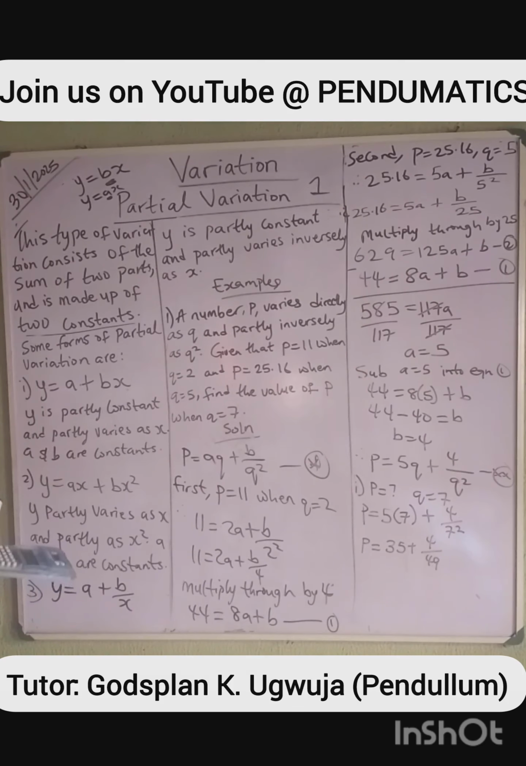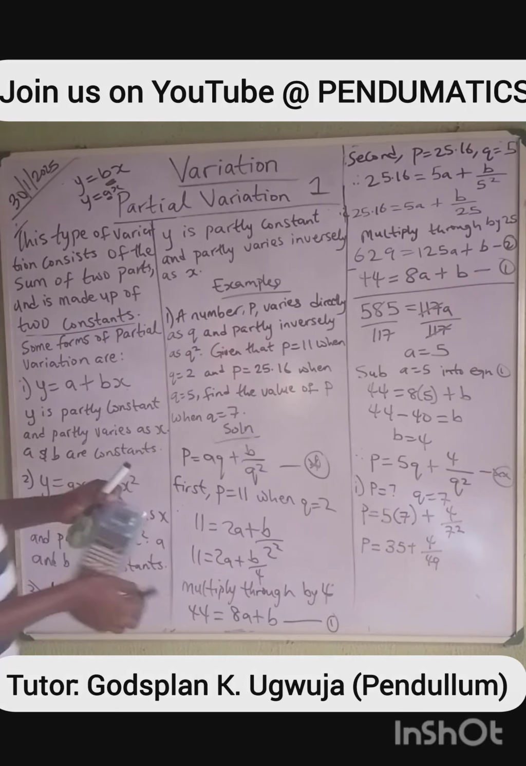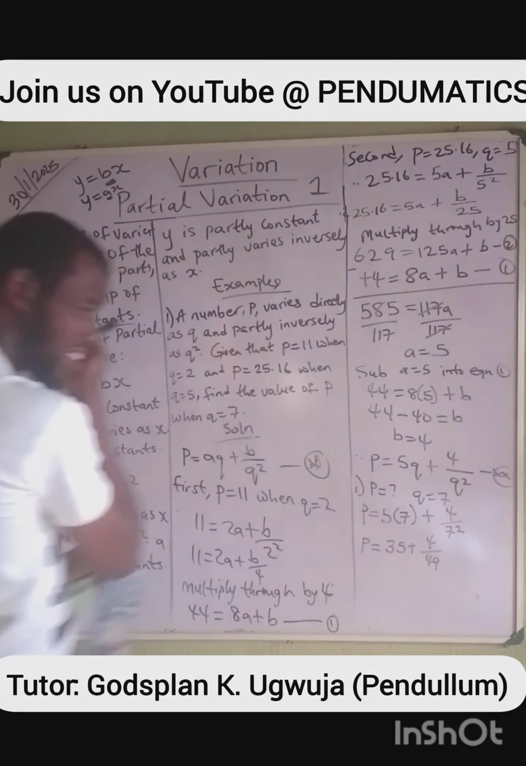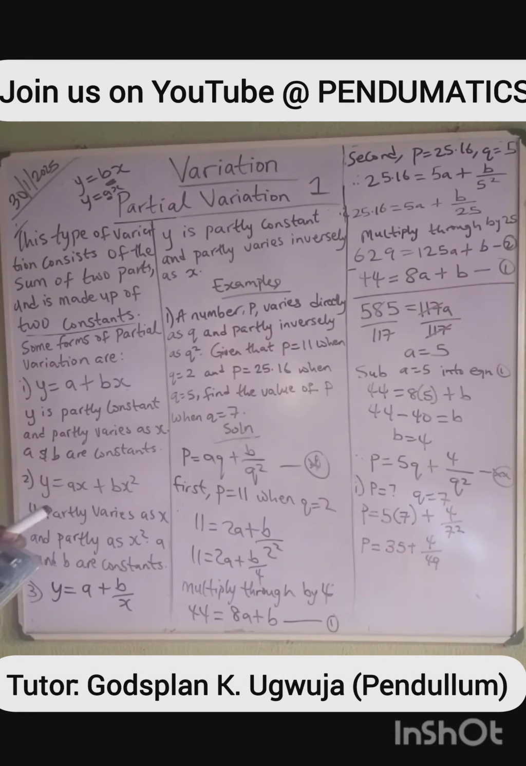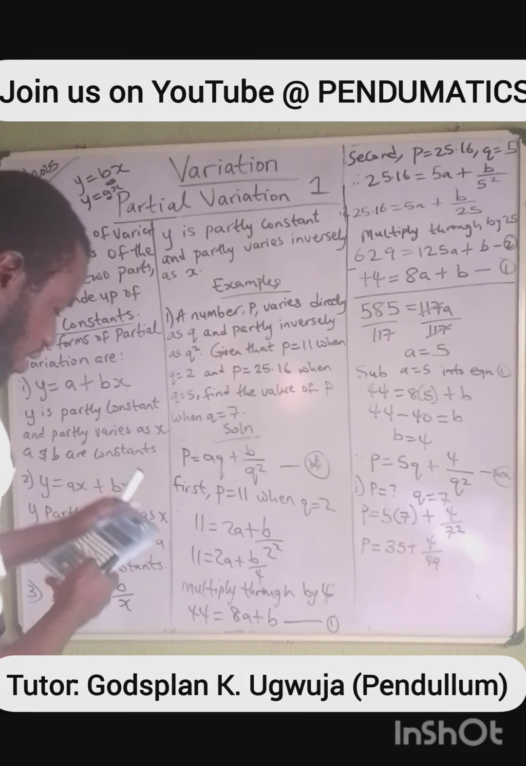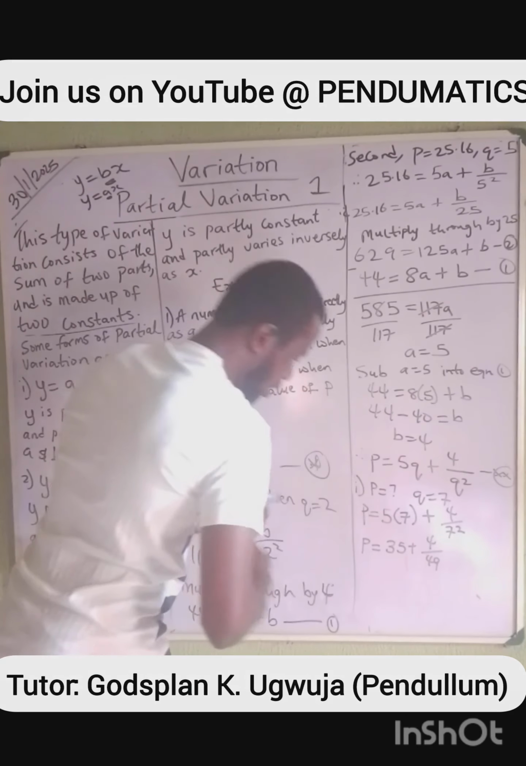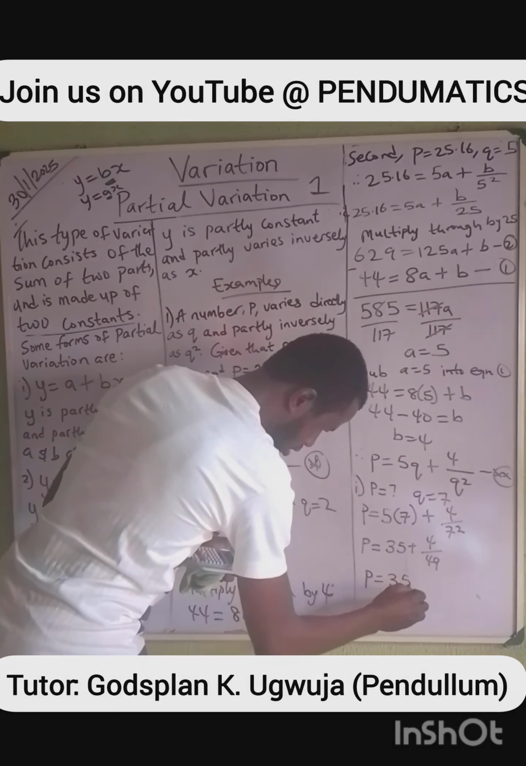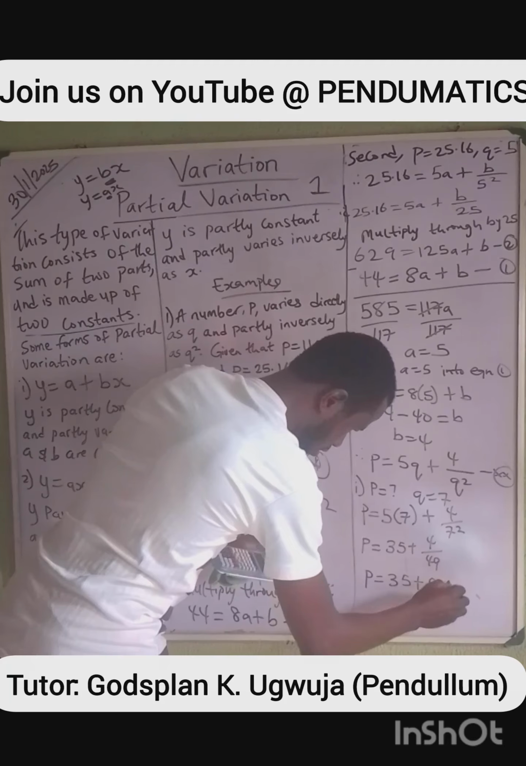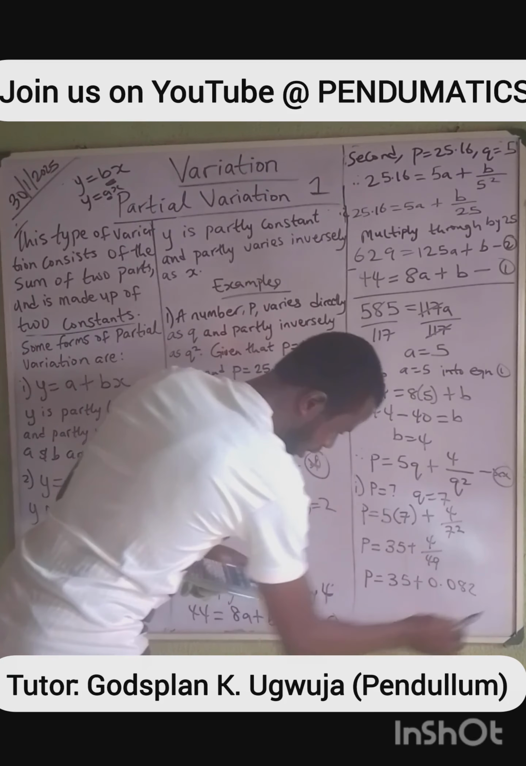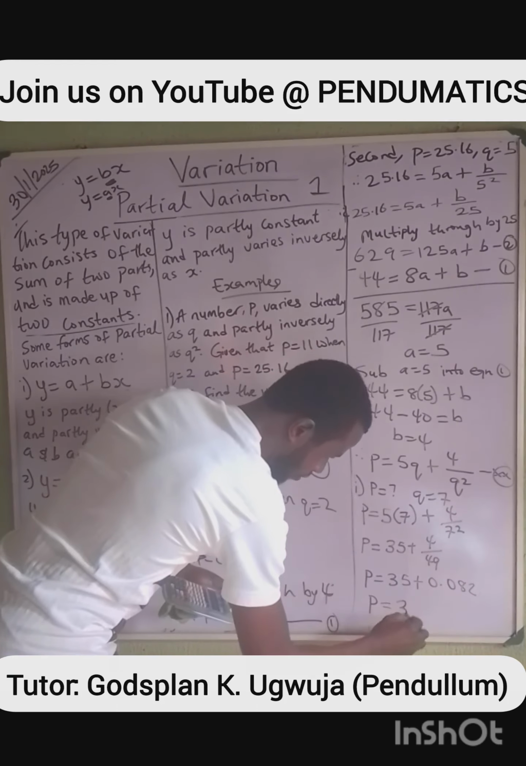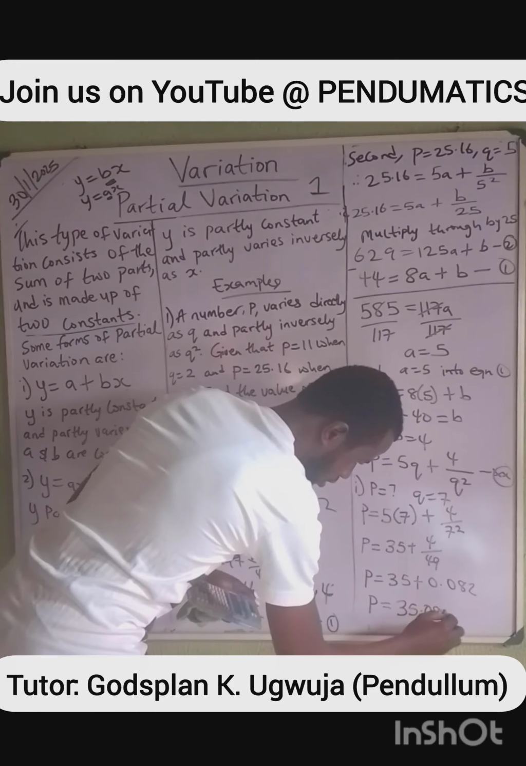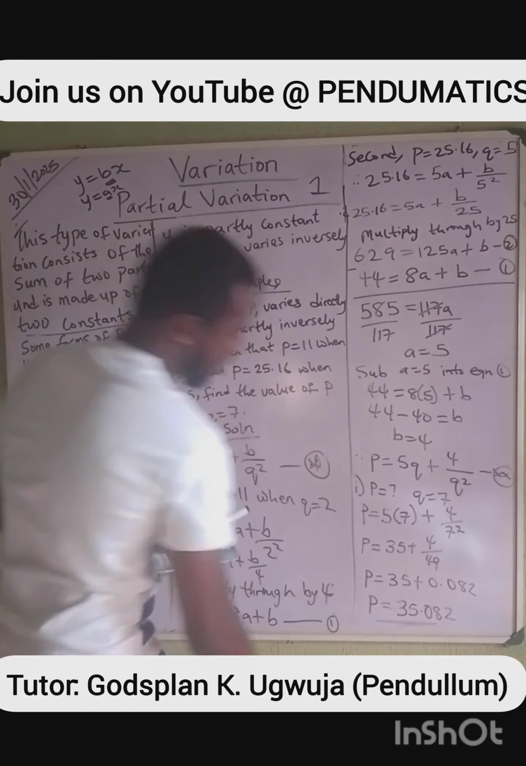Alright, so there are many ways to solve this. But you know what I will do here? I will just use the simplest way. I don't want us to start doing LCM and all of that. So I'll just divide this. 4 divided by 49 will give me 0.082. And then P will be equal to, if you add these two, you have 35.082. So this is my value of P.